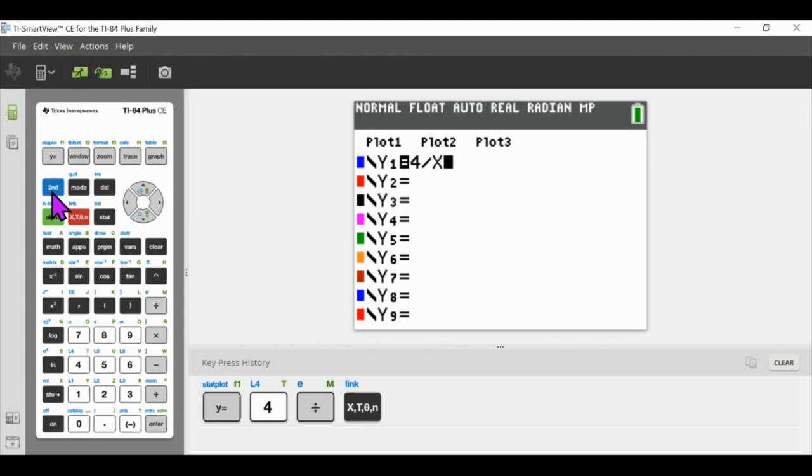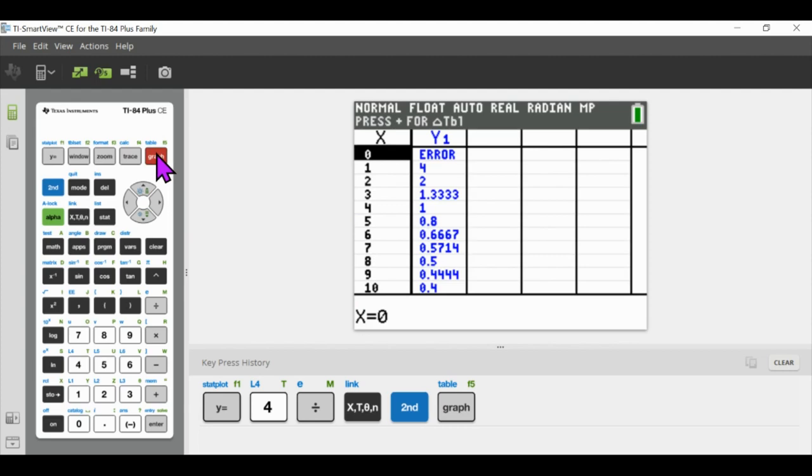And then I'm going to hit second, which is the big blue button in the upper left-hand corner, and then graph in the top right-hand corner. If you notice, just above that in blue, it says table. We're looking for that table. That's what we want to see. So here I have my table of information.